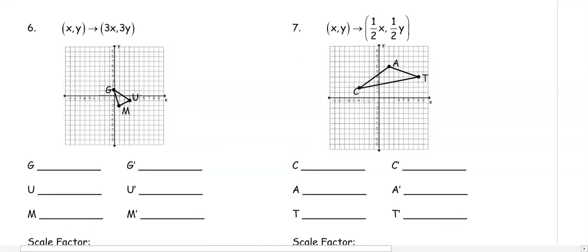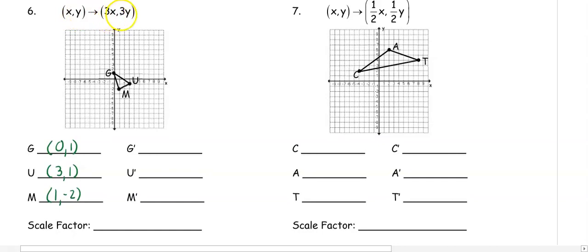So now let's look at having a figure and using our scale factor to make a new shape. In number 6, we have triangle GUM. If we look at our coordinates, we have that G is at 0, 1, U is at 3, 1, and M is at 1, negative 2. If we look at our equation up here, x, y changes to 3x, 3y. We're multiplying our coordinates by 3, which means our scale factor is 3 because we're going to create a bigger triangle. So for each coordinate, we're going to multiply by 3. So G prime would be 0, 3.